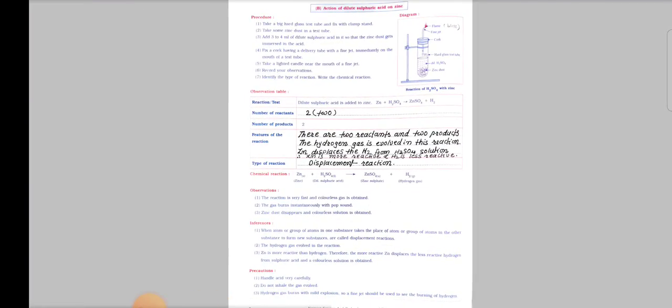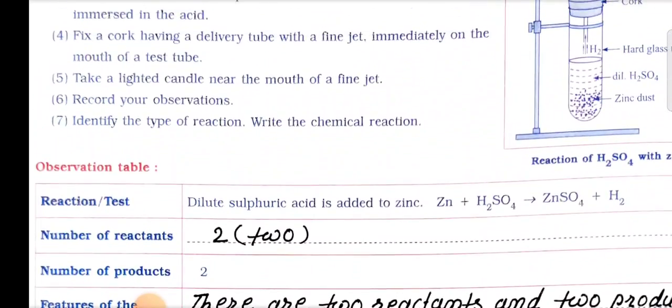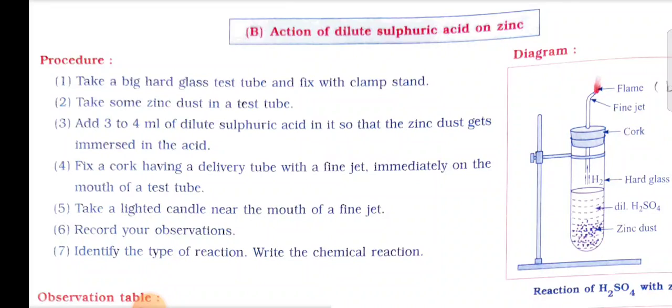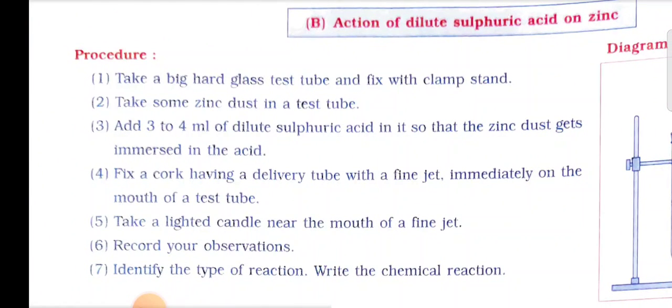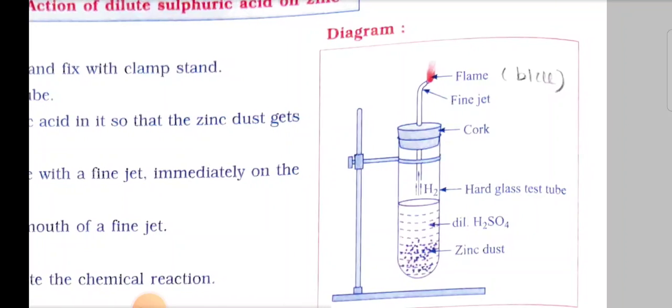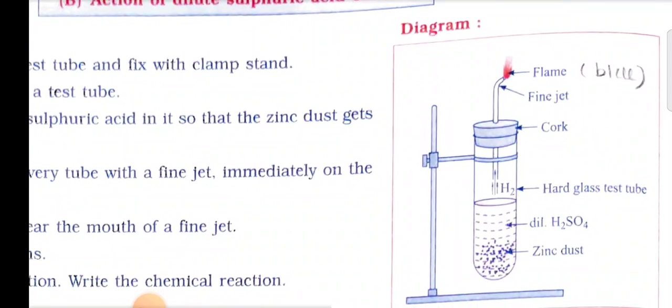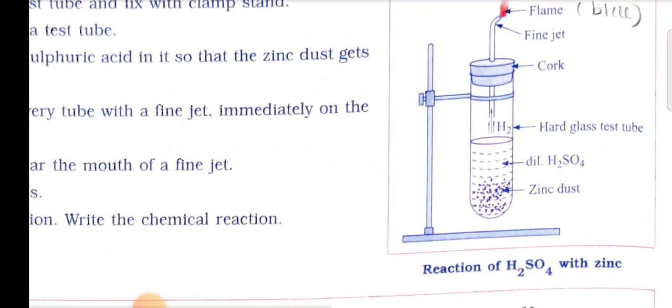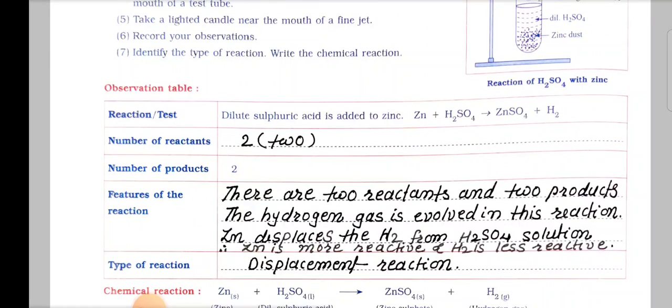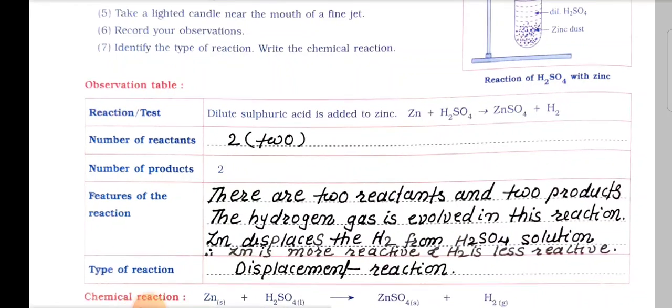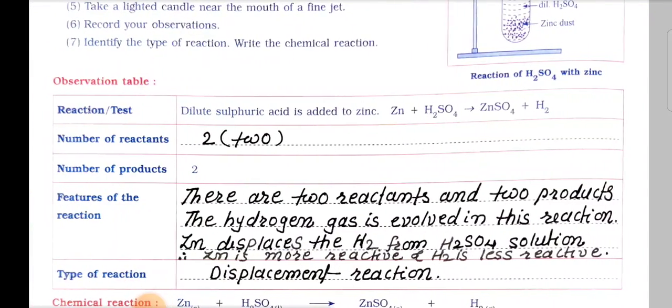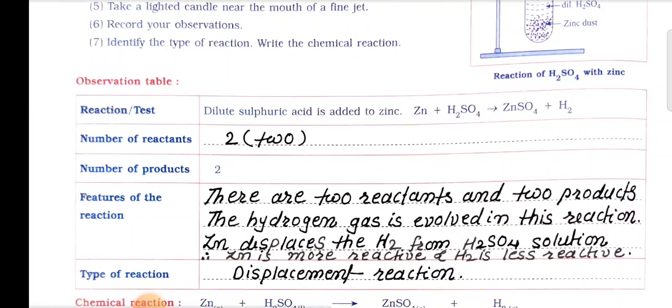Now next, B, action of dilute sulfuric acid on zinc. Procedure as follows here, and diagram as shown here. Reaction of H2SO4 with zinc. Observation table: dilute sulfuric acid is added to zinc. The chemical reaction is zinc plus H2SO4 equals zinc sulfate ZnSO4 plus H2.